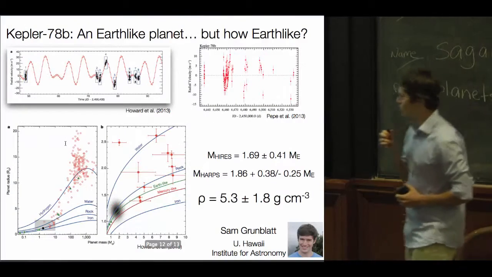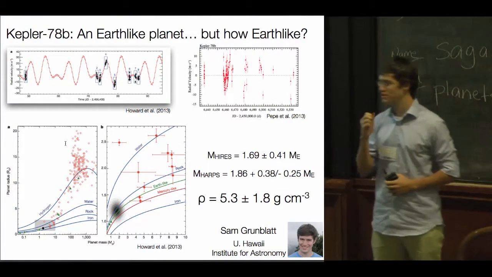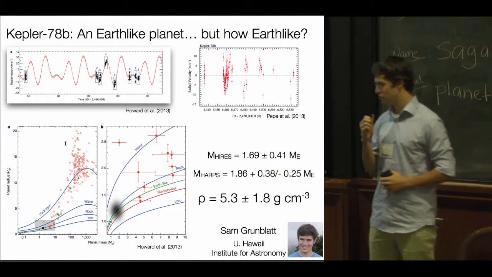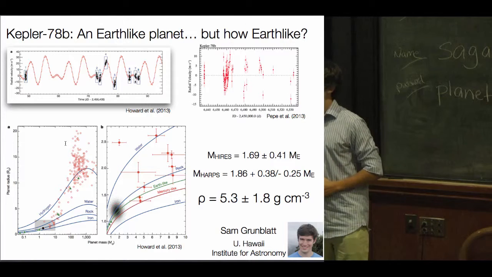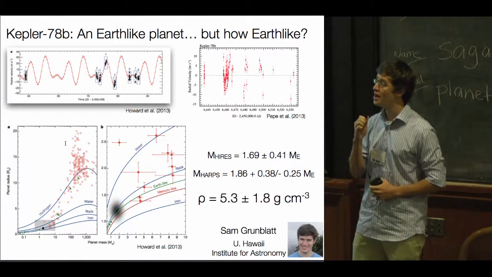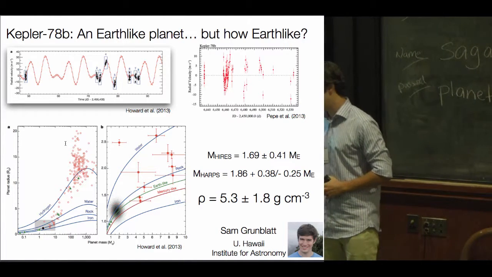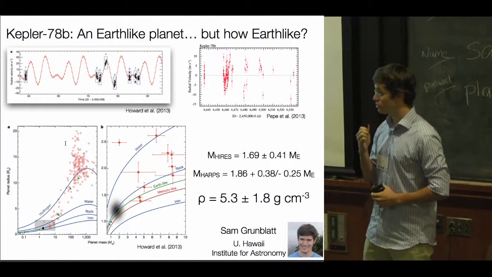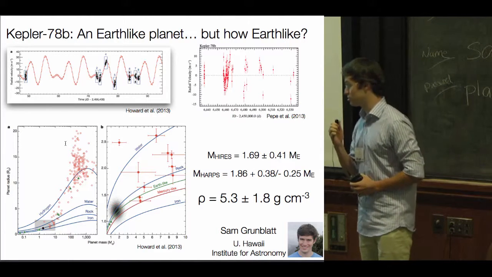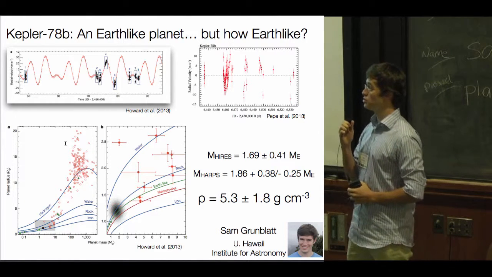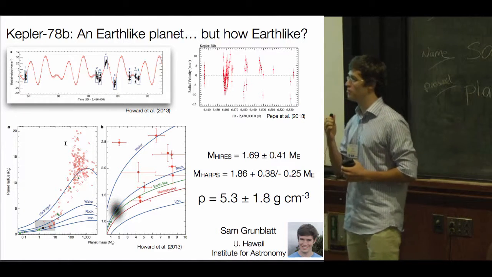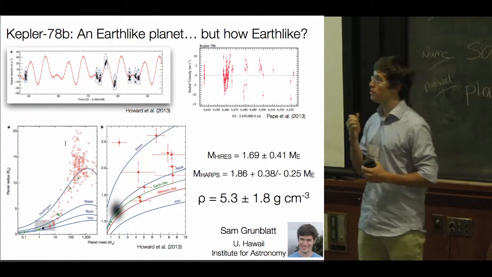Hi, I'm Sam Grunblatt. My project actually has nothing to do with direct imaging, but so be it. In October 2013, both Andrew Howard and Francesco Pepe measured the mass of this planet, Kepler-78b, which is actually very difficult to do because the host star, Kepler-78, is very active. Despite this, they were still able to use parametric methods to determine the mass to within about 4 sigma.